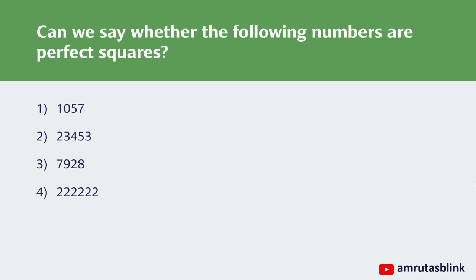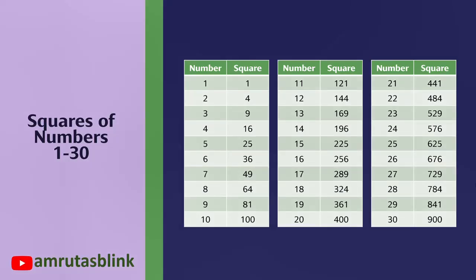Now, we'll go back to the previous slide. If you observe the units places of the square numbers, let's say from 1 to 10, the digits at the units places are either 1, 4, 9, 6, 5, 6, 9, 4, 1, 0. If you observe from 11 to 20, again 1, 4, 9, 6, 5, 6, 9, 4, 1, 0, and likewise from 21 to 30, 1, 4, 9, 6, 5, 6, 9, 4, 1, 0, etc.